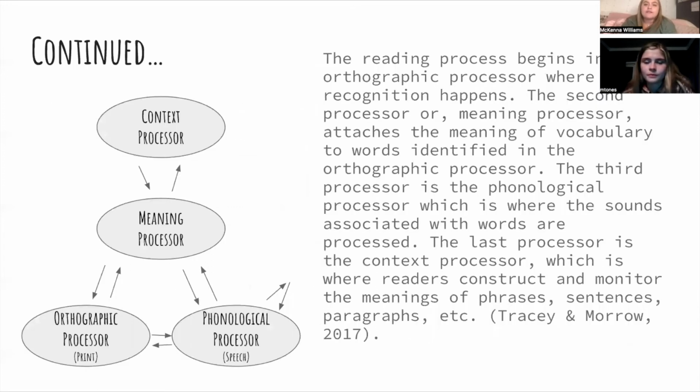The reading process begins in the orthographic processor where print recognition happens. The second processor, or meaning processor, attaches the meaning of vocabulary to words identified in the orthographic processor. The third processor is the phonological processor, which is where the sounds associated with words are processed. The last processor is the context processor, which is where readers construct and monitor the meanings of phrases, sentences, paragraphs, etc.